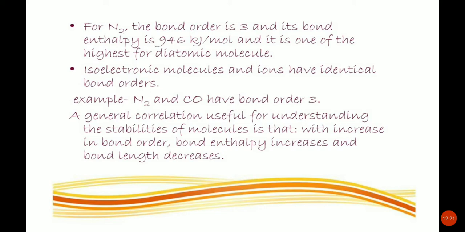Okay, so bond order is the number of bonds between two atoms. So today we have discussed bond angle, that means the angle between two bonds. Then bond length, the length of the bond, that means the distance between the two bonded nuclei of two bonded atoms. Then bond order, the number of bonds between two atoms. Then bond enthalpy. Bond enthalpy is nothing but the amount of energy required to break a bond. It is also known as bond dissociation enthalpy.